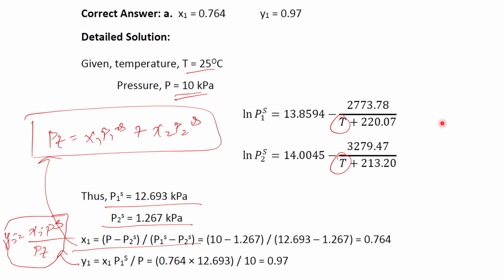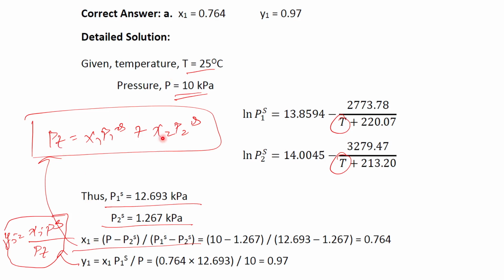Okay, we move on to the next question. This is a similar question to the one I've been explaining here. Temperature T is 25 degrees Celsius. Find out the value of P1 sat and P2 sat from here. Use x1; we'll use the total pressure equation, P_t is x1 P1 sat plus x2 P2 sat. Then x1 is to be found by rearranging this equation.